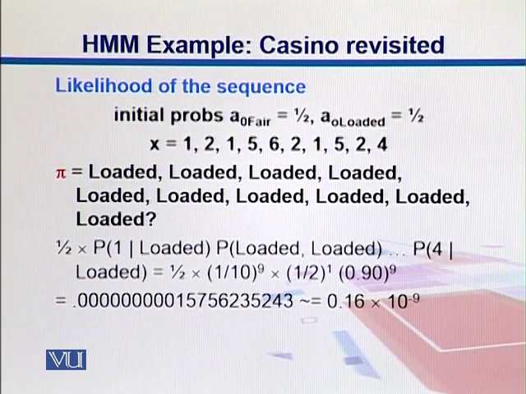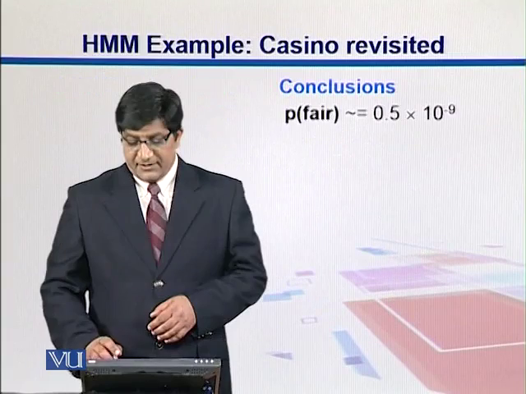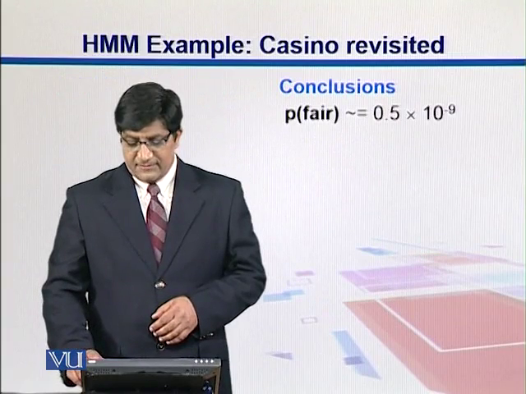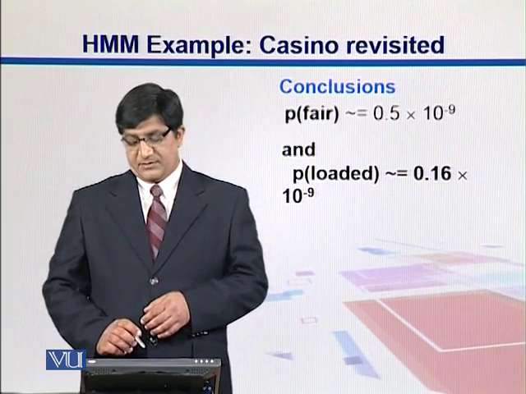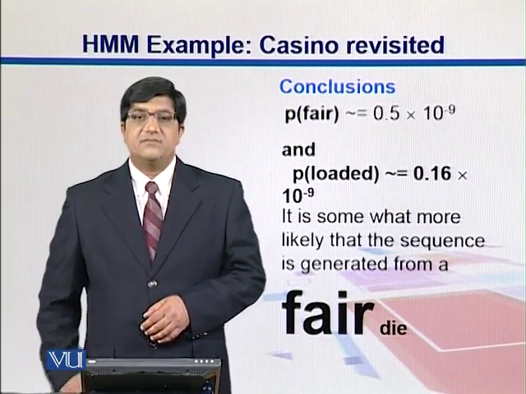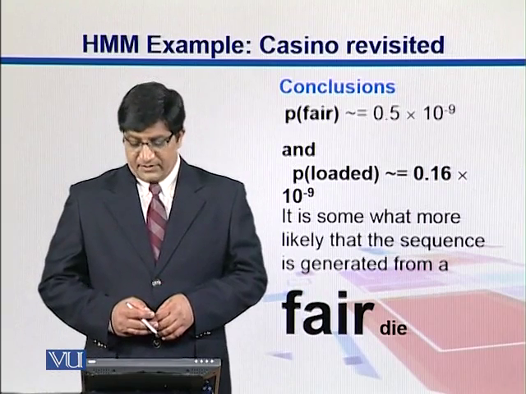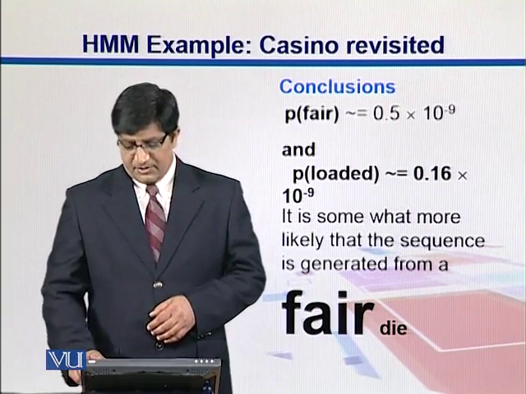So which one is greater? The greater one is better. The probability of fair is 0.5 times 10 to the power minus 9, and loaded is 0.16 times 10 to the power minus 9. So obviously this trial is fair. We have used a fair die because fair has a greater probability.